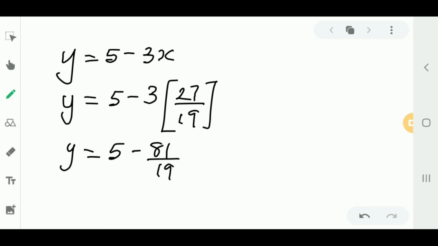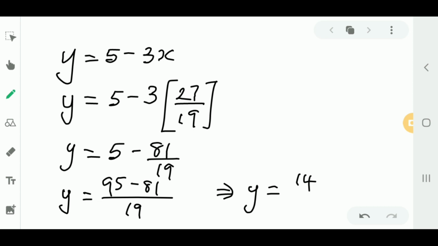And I need to find my LCM, which is 19. 1 into 19 was 19 times. 19 times 5, that's 95 minus 81. That means y is equal to 14 over 19.